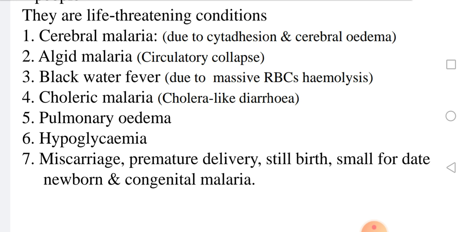During pregnancy, there may be miscarriage, premature delivery, stillbirth, born full-term but dead, small-for-date newborn, that is to say the pregnancy may be full-term, but the baby will be of a small size, and congenital malaria.